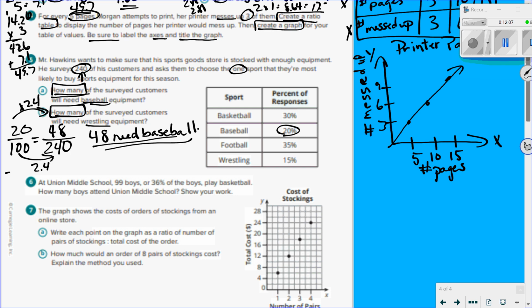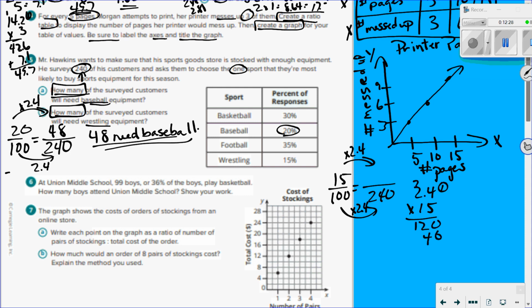Okay. And then the second one was wrestling. Wrestling is 15%. I still know it's out of 240, so I'm still multiplying by 2 and 4 tenths. 2 and 4 tenths times 15. 1 decimal place. 20, 10, 12, 0, 4, 2, 0, 6, 3. 1 decimal place means there are 36 customers who want wrestling. That's a 36.